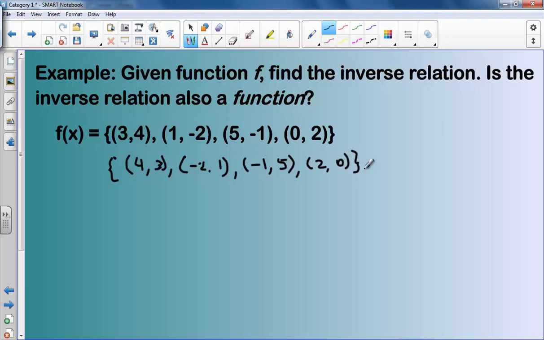And then they also ask, is your inverse a function? So then I just look to see if my x values repeat. And I have negative 2, negative 1, 2, and 4, which don't repeat, so this is a function also.